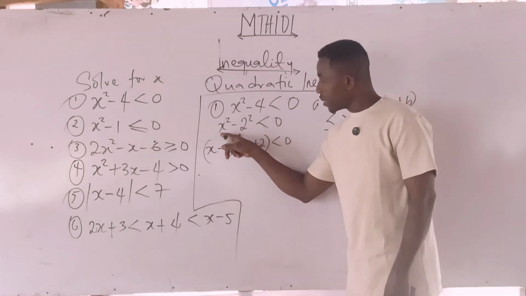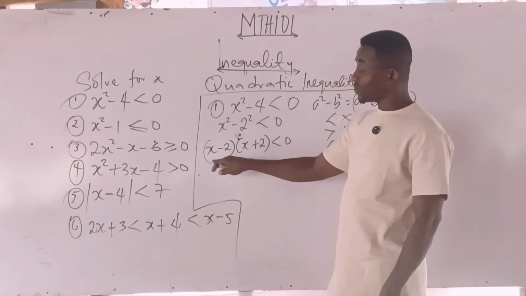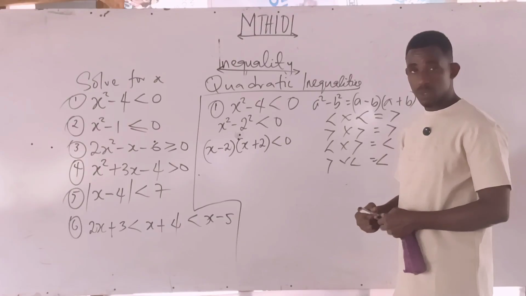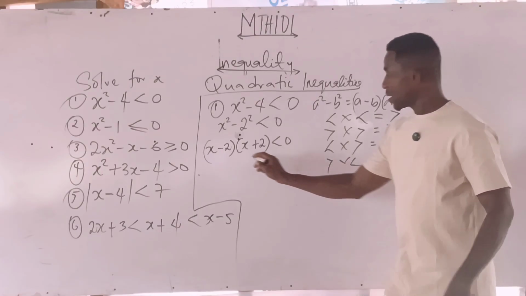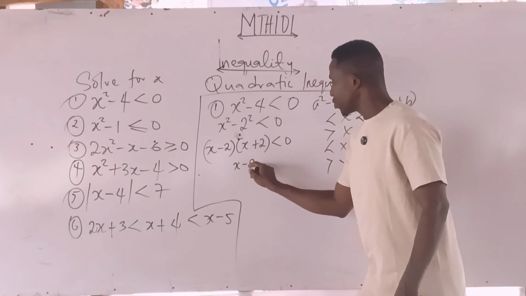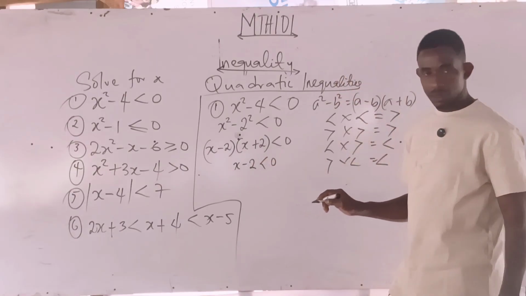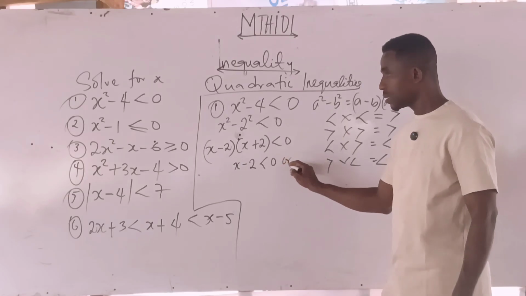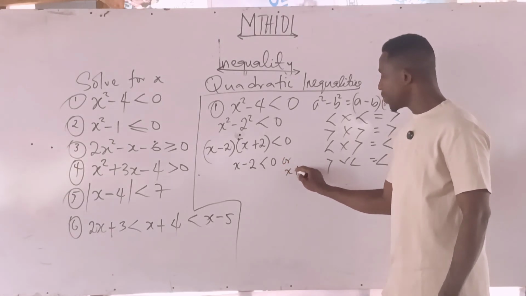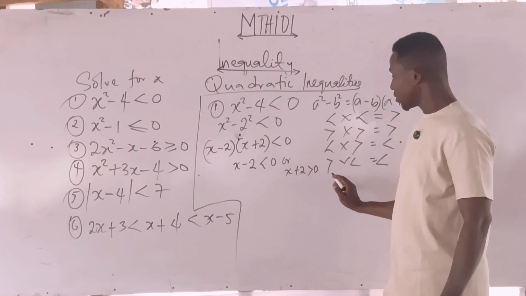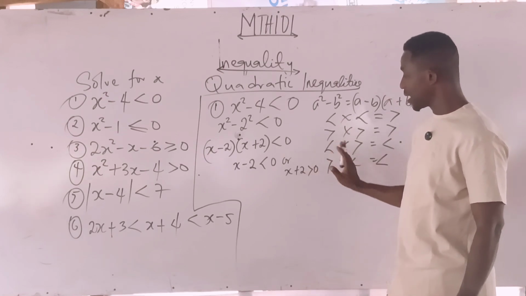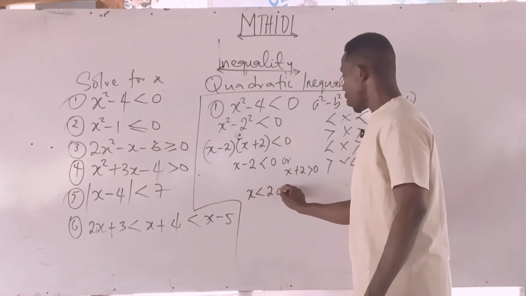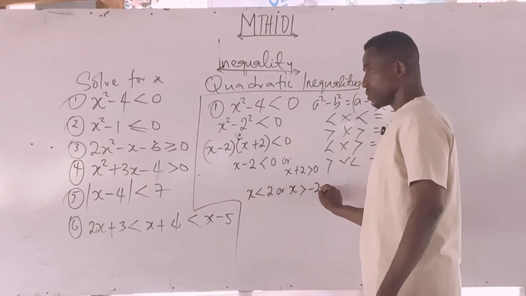So from here, you relate it to this using difference of two squares. And because of this less than 0, what it means is this: either x minus 2 is less than 0, or x plus 2 is greater than 0. Because we are choosing either this or this, Abby, so that we have x is less than 2, or x is greater than minus 2.